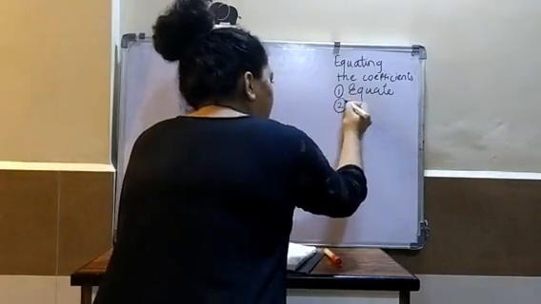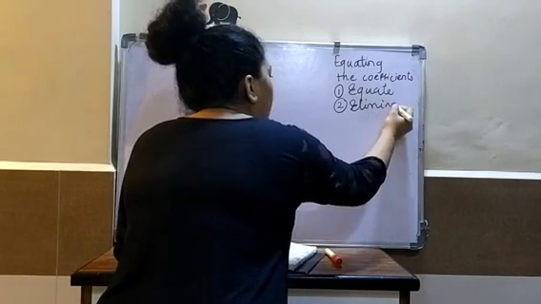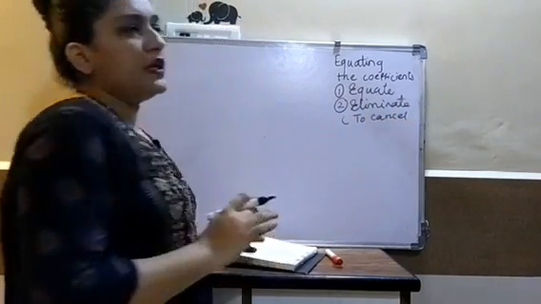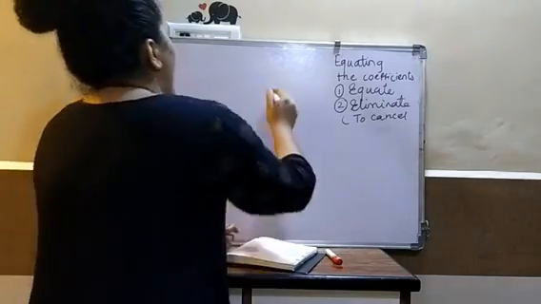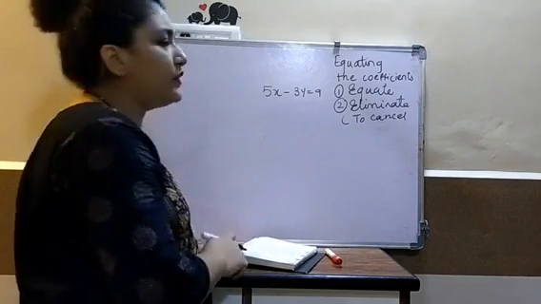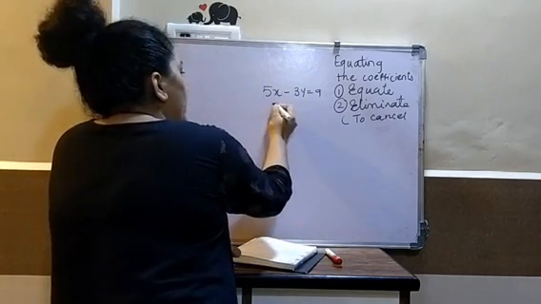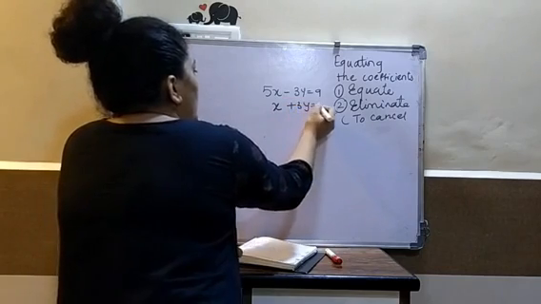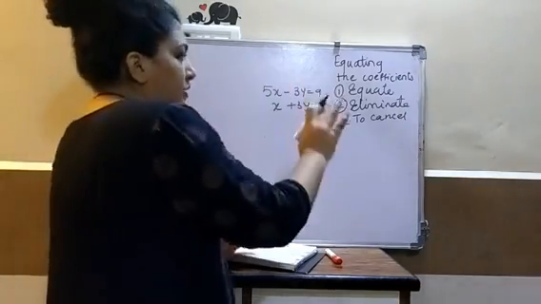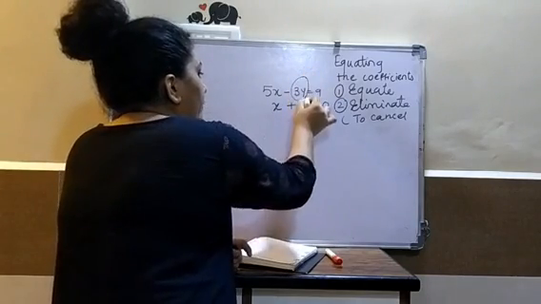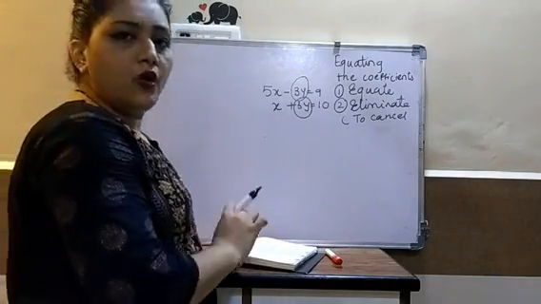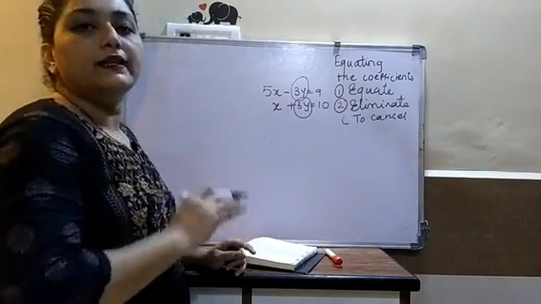And the second step is to eliminate. Eliminate means to cancel. So suppose you have equated, and the first equation is 5x minus 3y is equal to 9, and the second equation is somewhat like x plus 3y is equal to 10. First you will see that these two coefficients are already the same, 3 and 3. Now the second step we will follow, that is to eliminate.